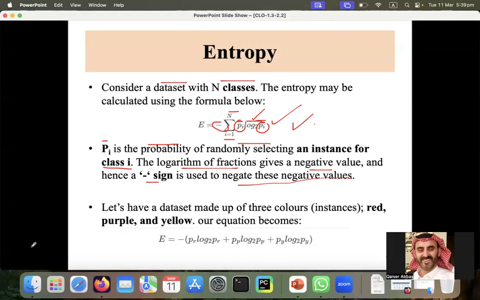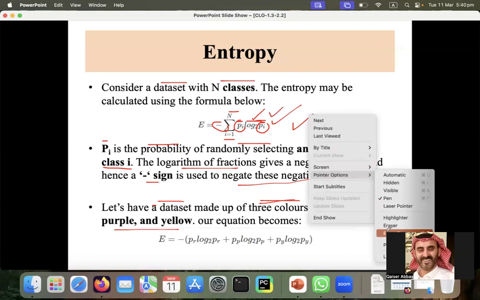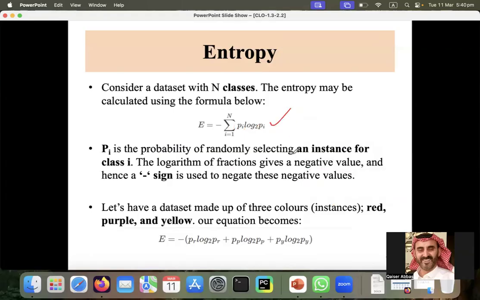Now we are assuming that we have a data set in which we have 3 colors, or 3 instances, inputs, or features. What are those colors? Red, purple, and yellow. We have these 3 colors and we have to calculate the entropy for that. How can we write this equation for this data set which has these 3 colors?